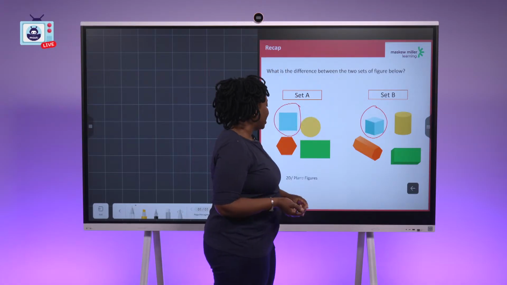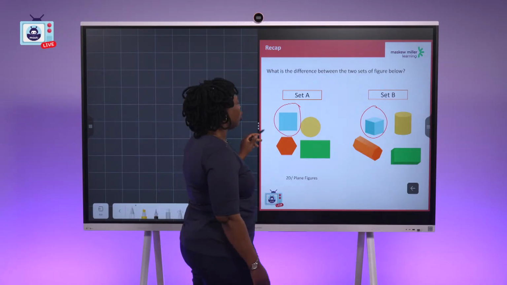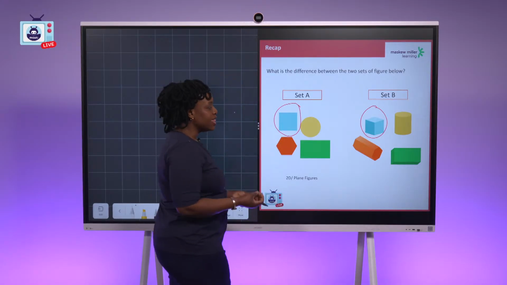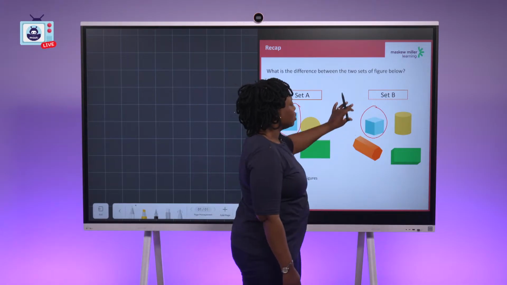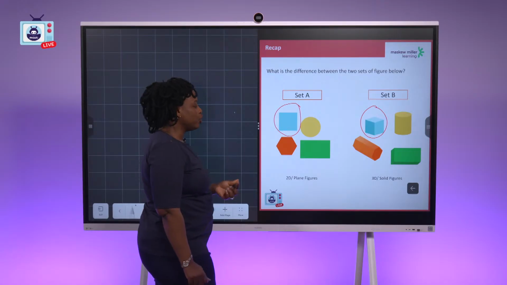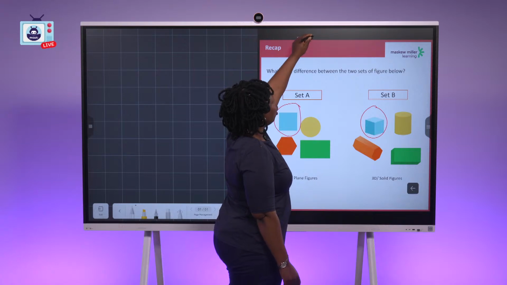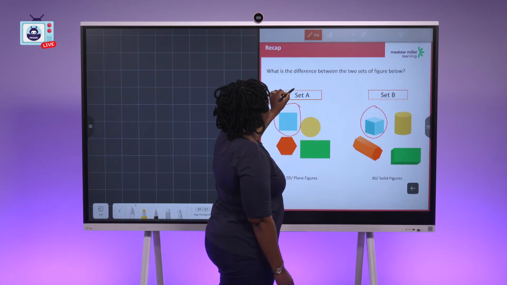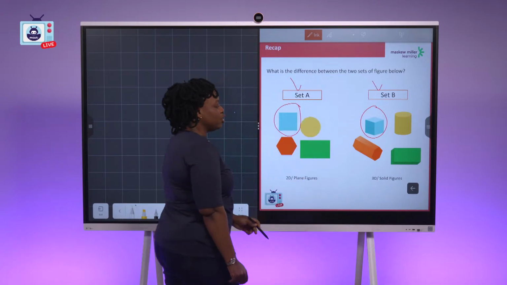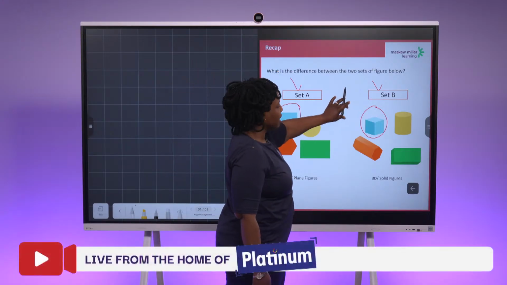In my own context, I know that this is what we call 2D shapes, which is just our normal square, circle, rectangle, or any other polygon that we have. On your set A, that is your two-dimensional shape, and on your set B, that is your three-dimensional shape, which is what we see or use at home in most cases.